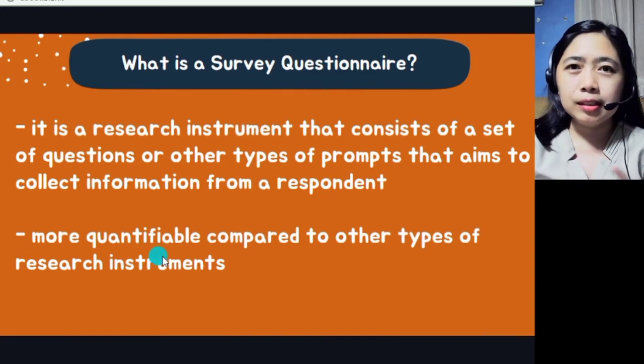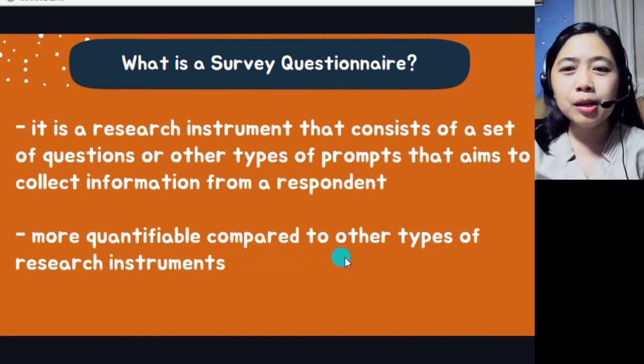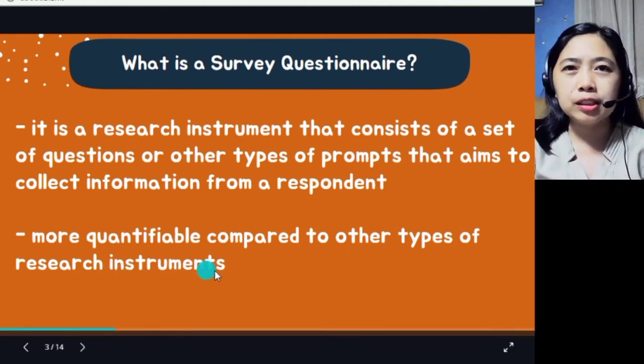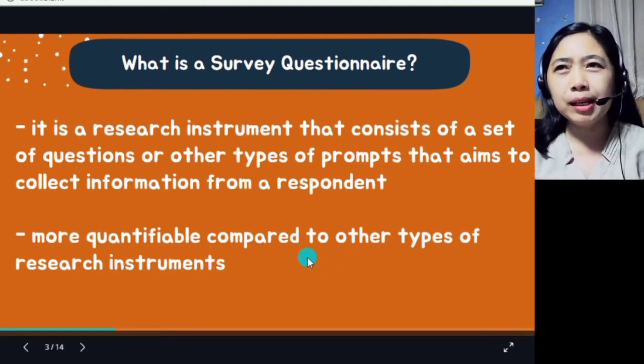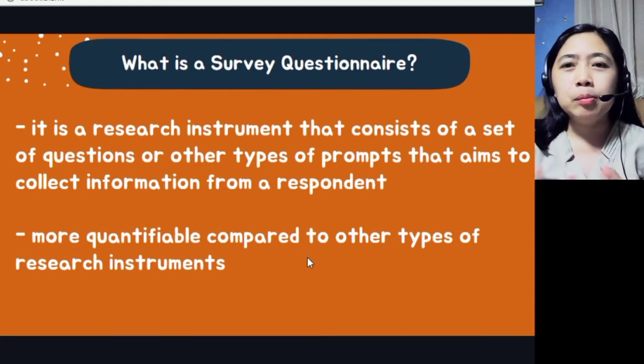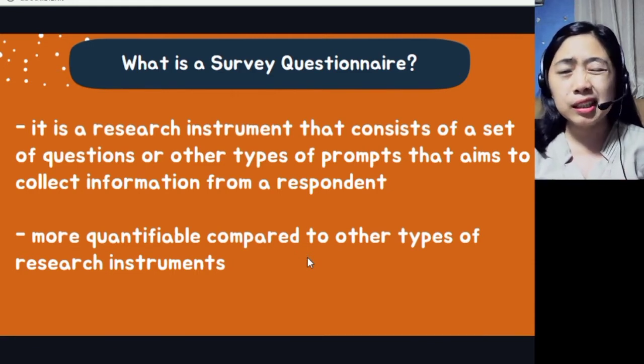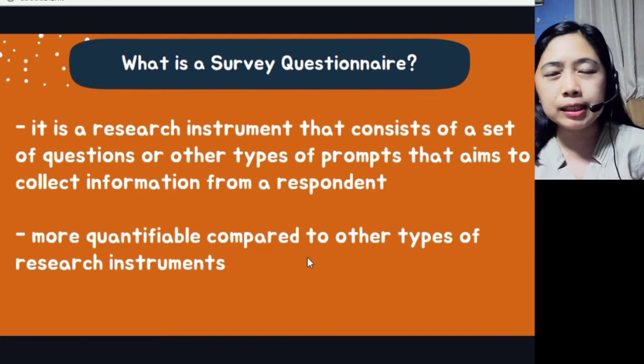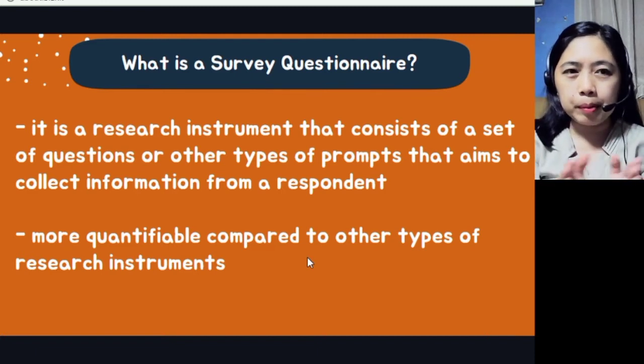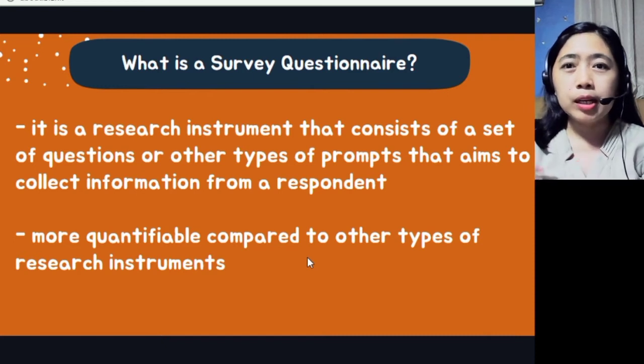Okay, so this survey questionnaire is more quantifiable compared to other types of research instruments. So it has statistics, compared to the other instruments that are used. It is more quantifiable because it is easy to identify and compare right away the people we interview.